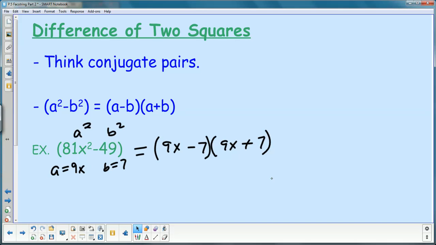So if we were to factor 81x squared minus 49, we'd just end up with 9x minus 7 and 9x plus 7. Okay, one note, it doesn't really matter which order you put these in. You could have 9x plus 7 times 9x minus 7 in the end. You'd get the same answer either way. Okay, so that's difference of two squares. Biggest thing is just being able to recognize a squared minus b squared. And so we need to know our perfect squares.